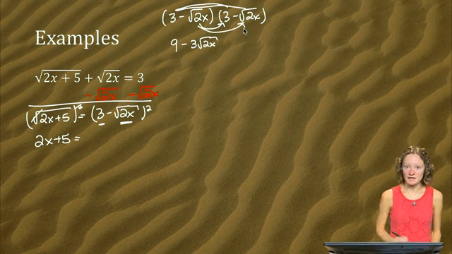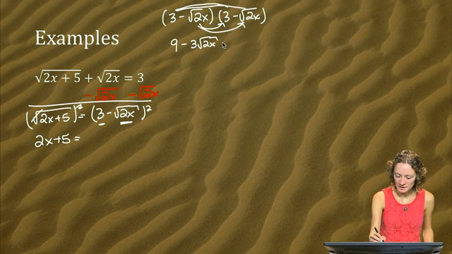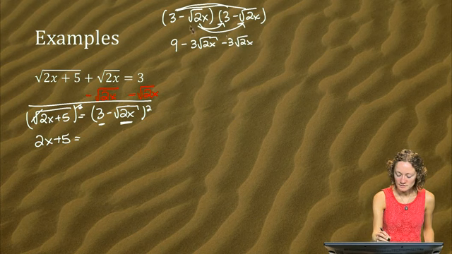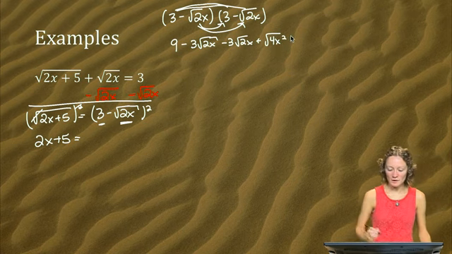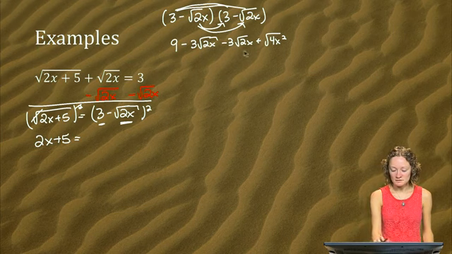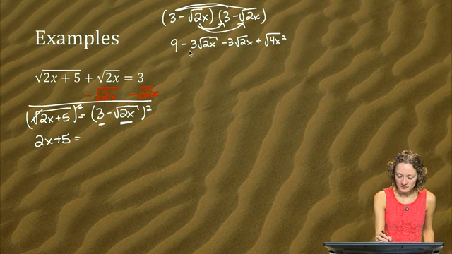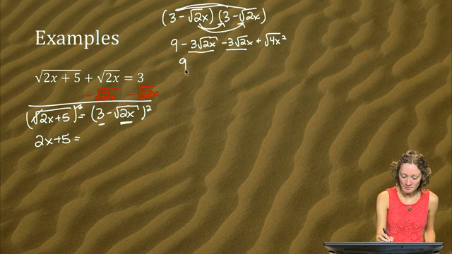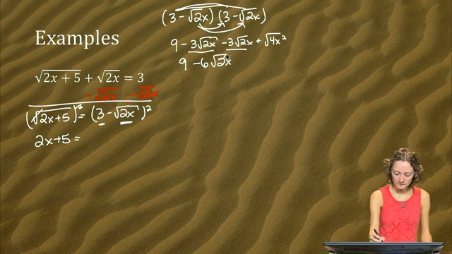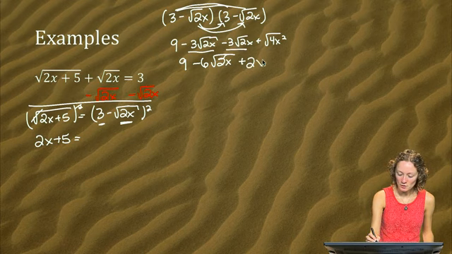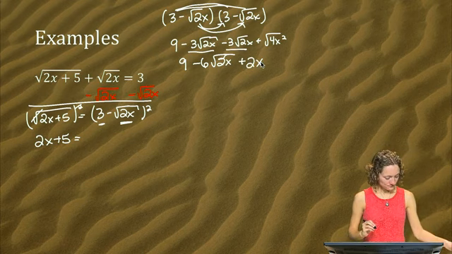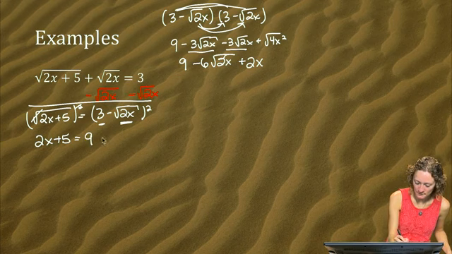Then distribute the negative root 2x, which gives us minus 3 square root of 2x and plus square root of 4x squared. Now keep simplifying. Those middle two terms can do something. They are alike, so they can combine to be minus 6 square root of 2x. And then the last term, the square root of 4x squared, can simplify to 2x. All right, so let's pull that back into our problem.